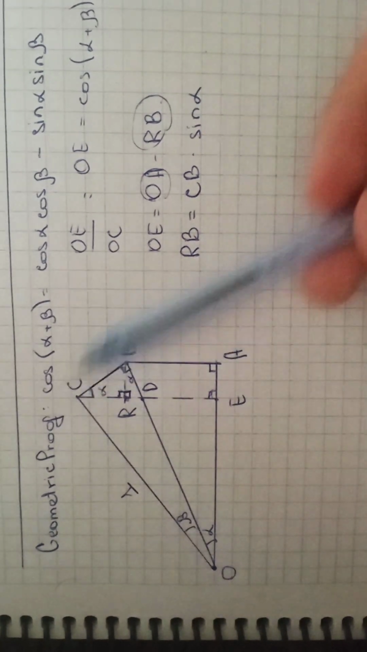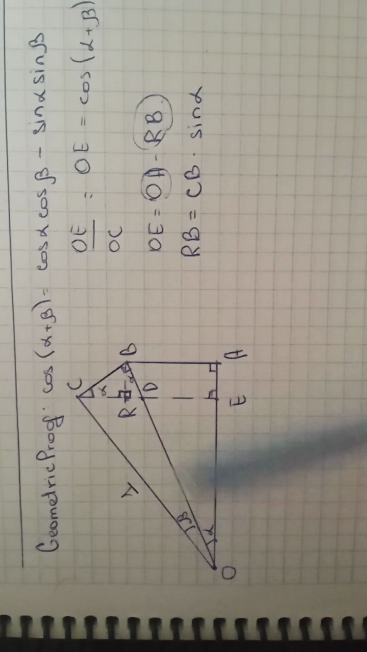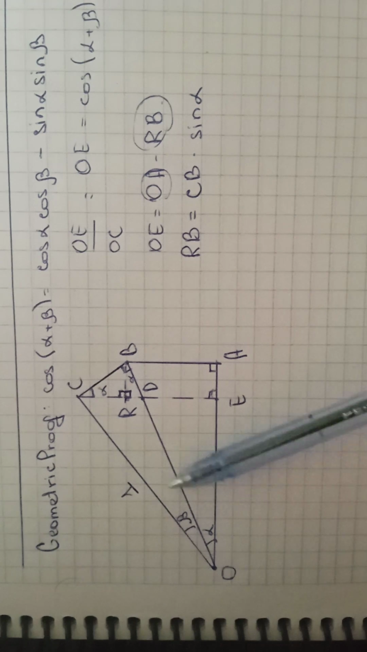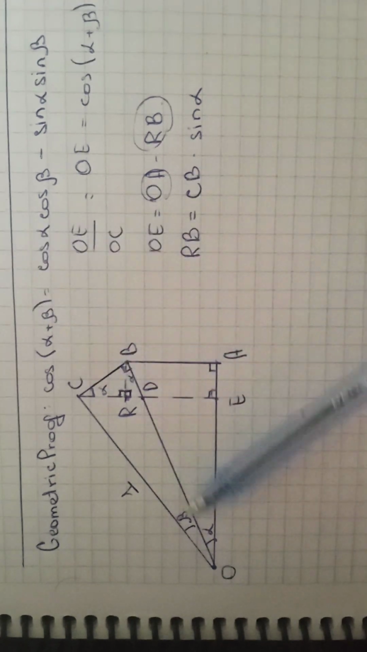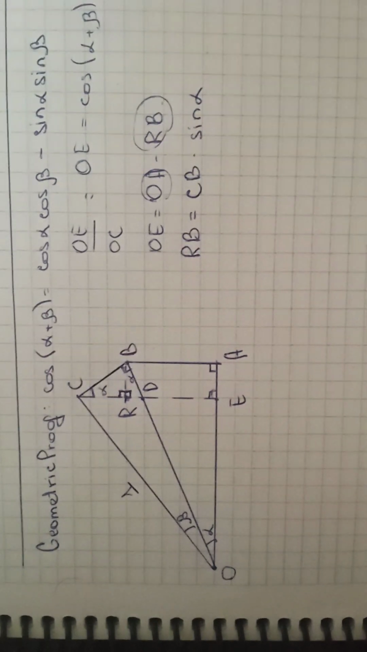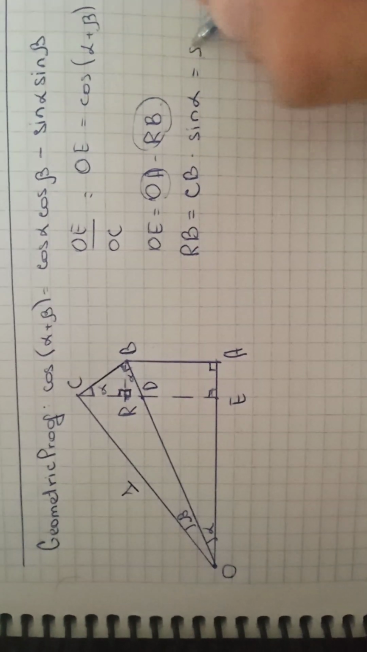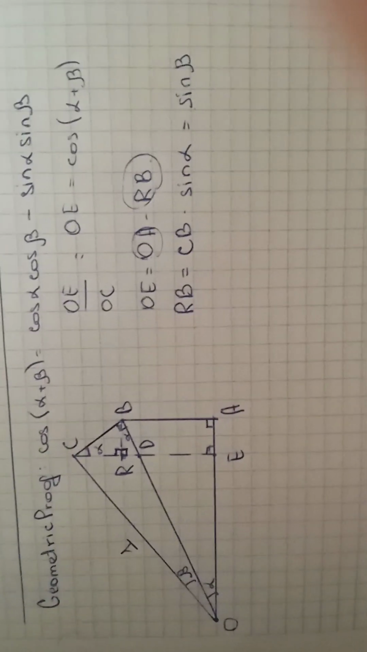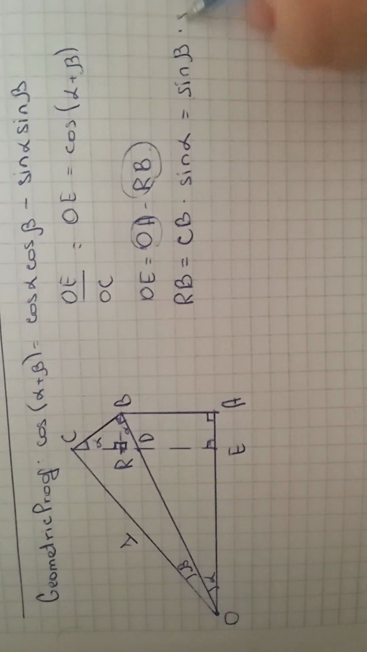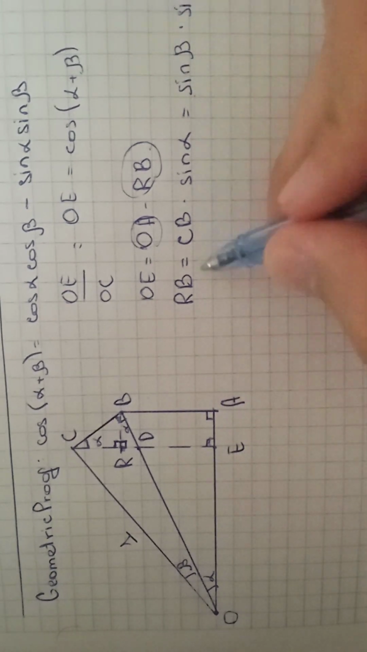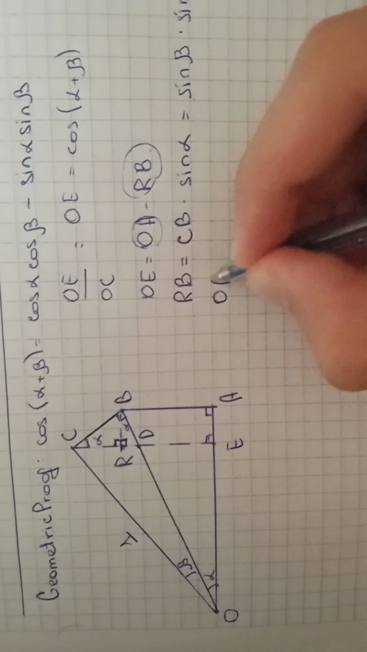But what is CB equal to? Because CB is in front of the angle beta here, it's going to be equal to OC times sine beta. But because OC is 1, it's just equal to sine beta. So RB is equal to sine beta times sine alpha. Now we have an expression for RB. Let's move on to OA.